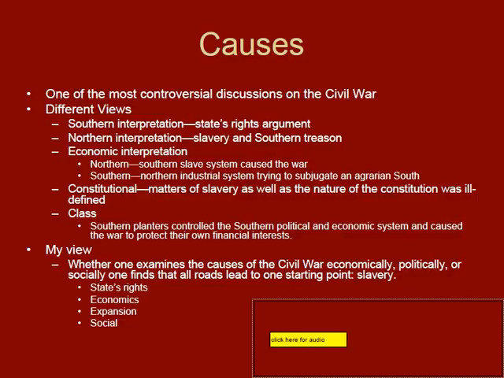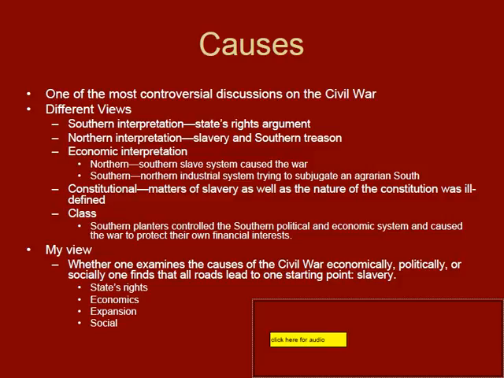There's also a class-based argument, which was that Southern planters controlled the Southern political and economic system and caused the war to protect their own financial interests. In other words, the South fought the war to protect the slave system and the richest 1 to 2% of Southern white society. This argument was often forwarded by many poorer whites and veterans in the South, and even President Andrew Johnson would agree with this basic interpretation.